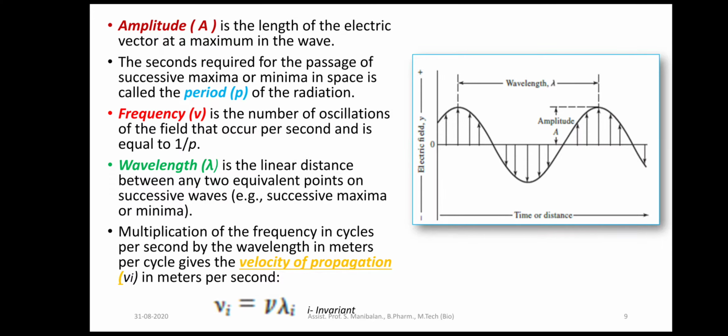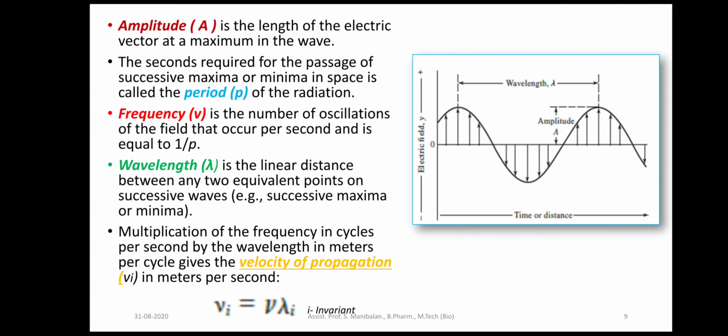Frequency is the number of oscillations, don't forget, the number of maxima or number of minima, per second. So seconds is the unit of time here. And wavelength, you can see, is the linear distance between any two equivalent points, maybe maxima, or minima, or the center point between them. Successive maxima or minima. Okay, done.